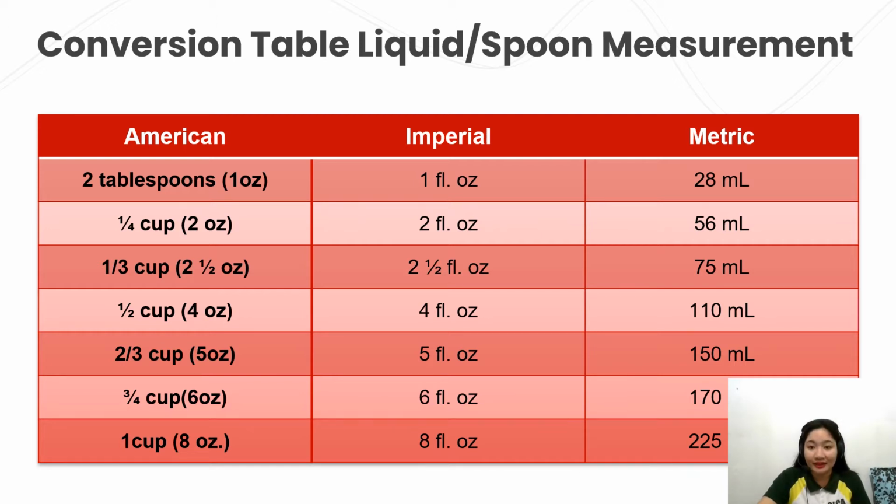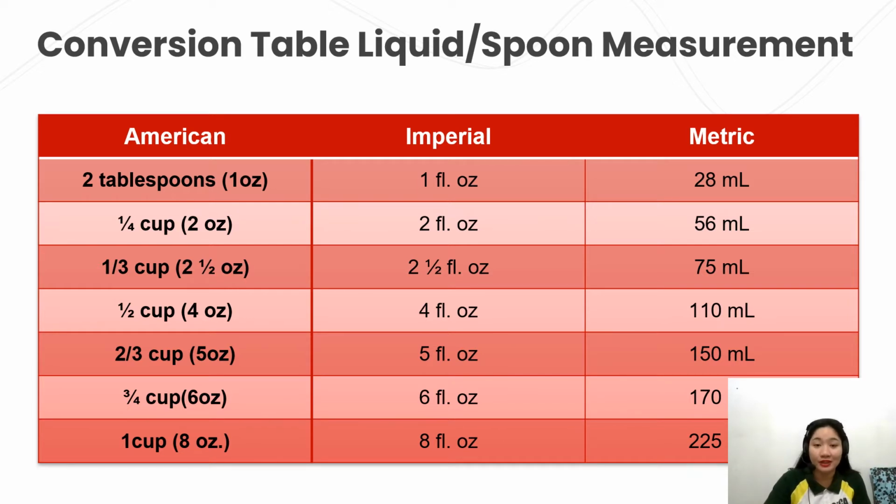For the metric system, it is equivalent to 75 milliliters. We also have 1/2 cup, or 4 ounces, which is equivalent to 4 fluid ounces. And for the metric system, 4 fluid ounces is equivalent to 110 ml.